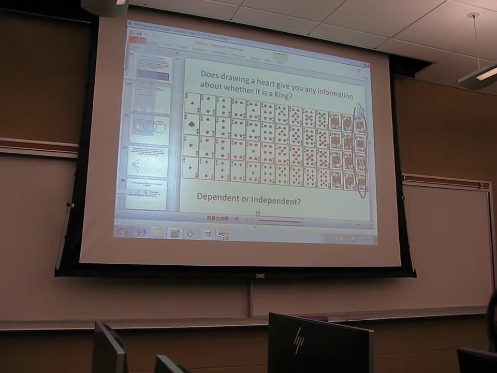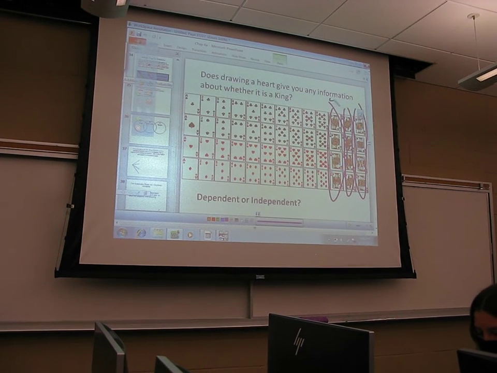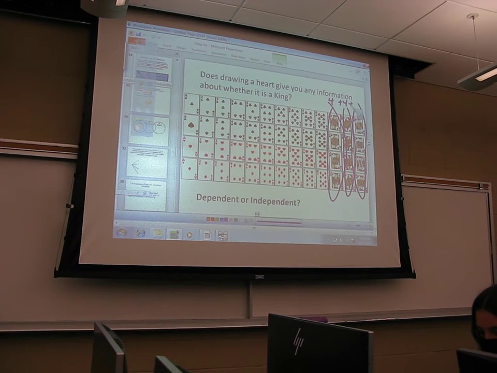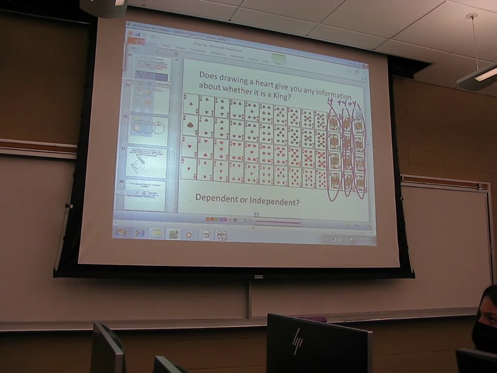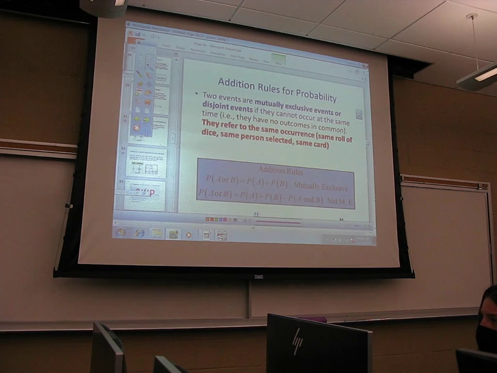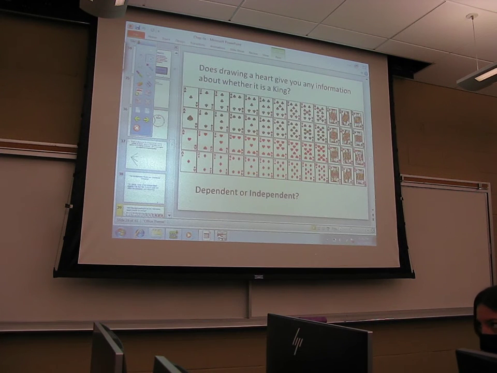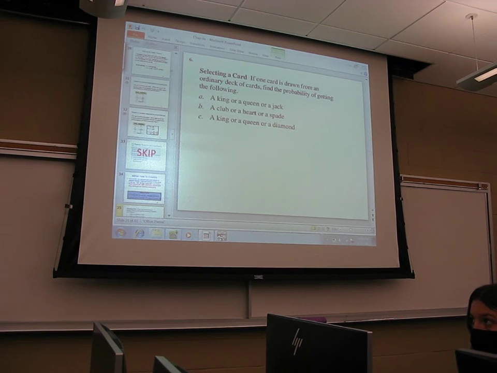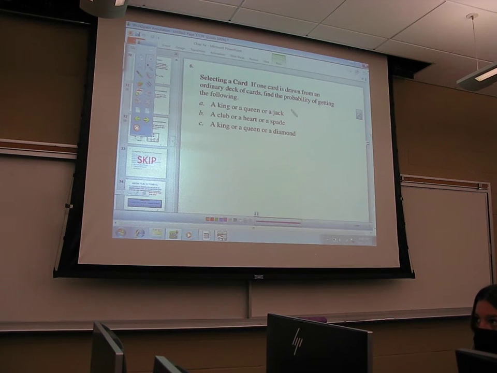I have 4 kings, 4 queens, 4 jacks. So it's 4 plus 4 plus 4. Everybody on board? So that would be 4 plus 4 plus 4 out of 52. 12 out of 52.